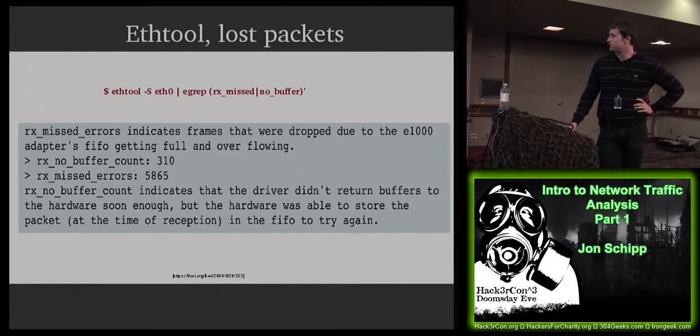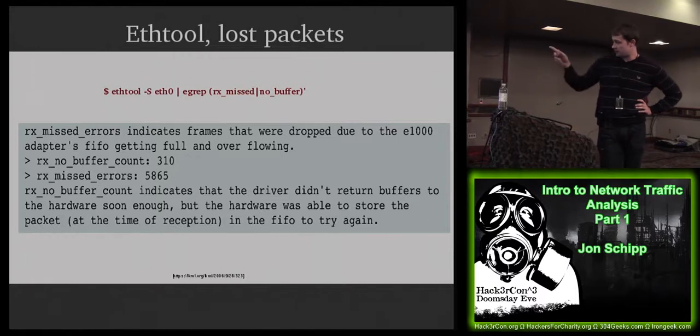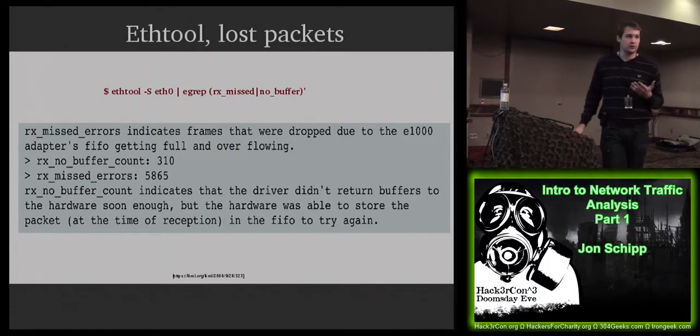Let's see here. I'll skip this one. So here, one thing to notice, like I mentioned about ethtool, is if you use ethtool, you can grep for a parameter like rx_missed or no_buffer, at the top I have. And this is a clip from the Linux kernel mailing list where a guy asked what these parameters are and what the values hold. The rx_missed errors, if you look up there, it says it indicates that the frames were dropped due to the adapter's FIFO getting full and overflowing. So if you have values greater than zero, that means you lost some data. You lost some packets coming into your NIC.